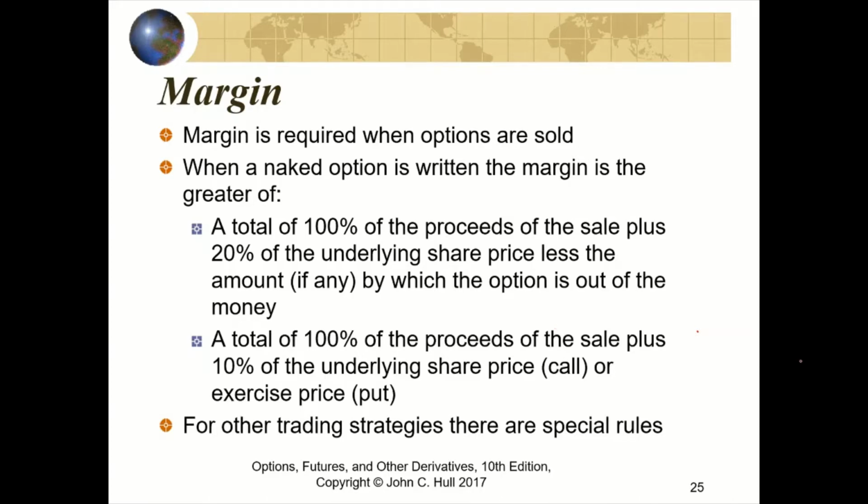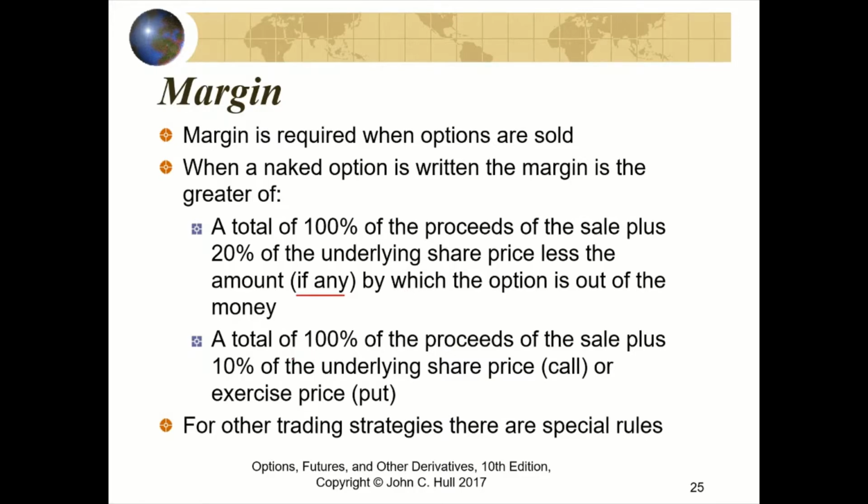The first calculation states that we take 100% of the proceeds of the sale plus 20% of the underlying share price, less the amount, if any, by which the option is out of the money. So there will be only a reduction of the amount that we calculate here if the option is out of the money. If the option is in the money, then we don't do any deduction.